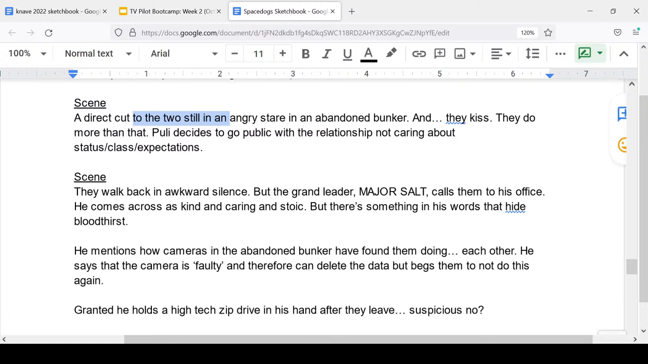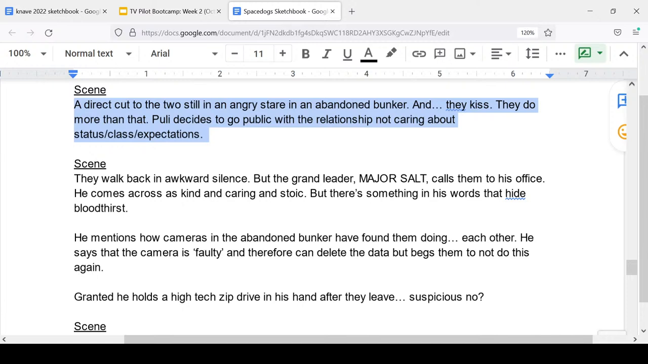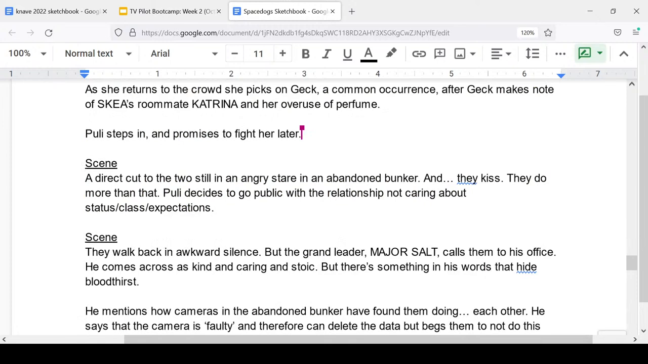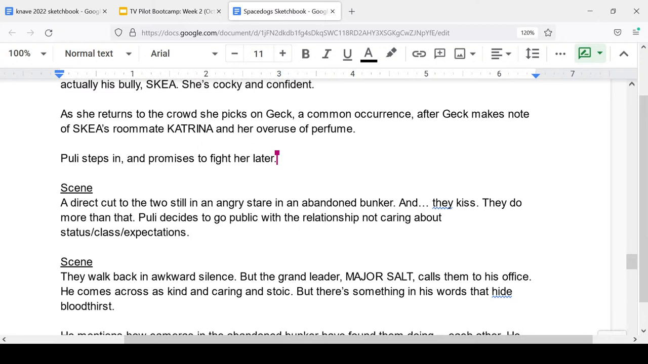Okay. A direct cut to the two still in an angry stare in an abandoned bunker, and they kiss, and they do more than that. Pully decides to go public with the relationship. This is the bully, Skea. What? Who is he kissing? Yeah, it's with Skea. It's like a secret relationship. Oh, okay, so he's secretly in a relationship with the bully.